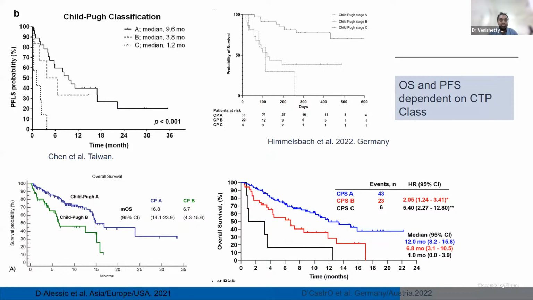So there are other studies, real-world evidence, which classified overall survival based upon the Child-Pugh classification, and we can see that Child-Pugh A has a significantly higher overall survival and progression-free survival compared to Child B and Child C.